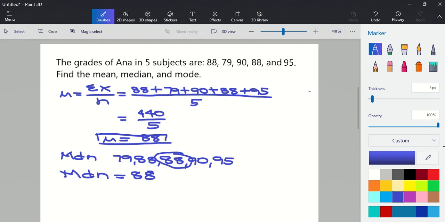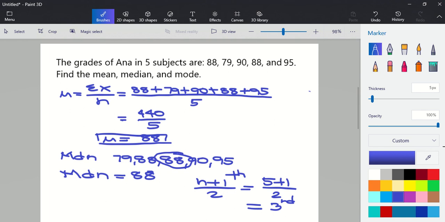For a given set wherein there are many scores, you can actually find the middle term by using the formula n plus 1 over 2, in which n is again our number of items. For this case, we have 5 items. So 5 plus 1 over 2. By the way, this is the number of the term, the nth term. So 5 plus 1 is 6 divided by 2. So our median is placed at the third item. So 1, 2, 3. Again, this is our median.